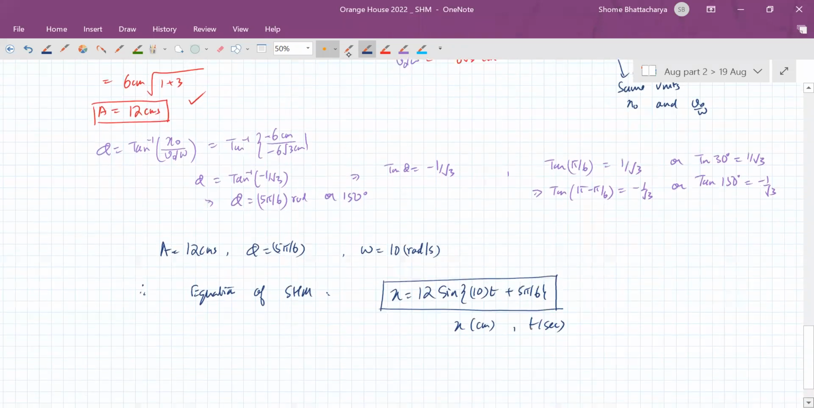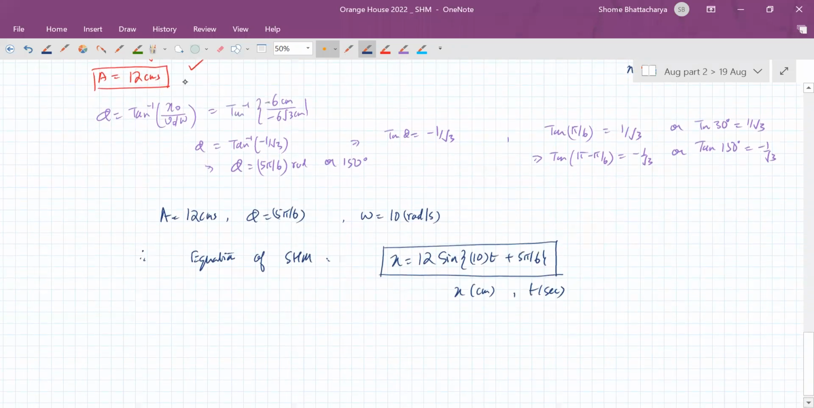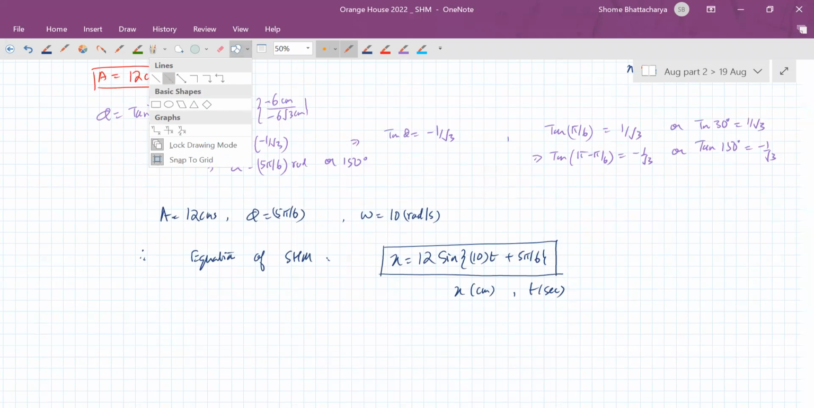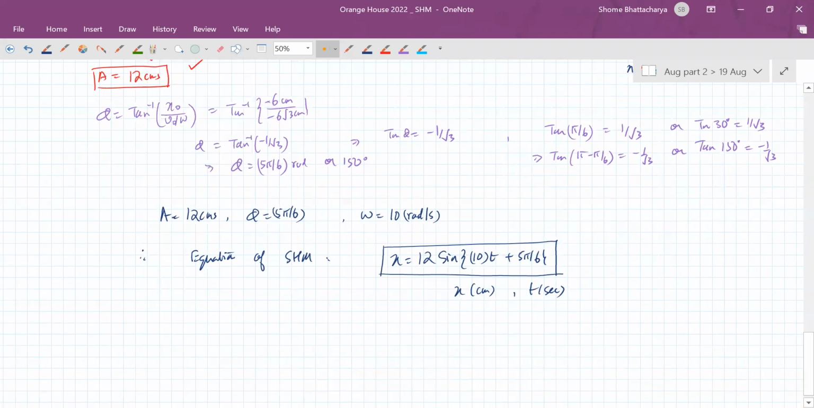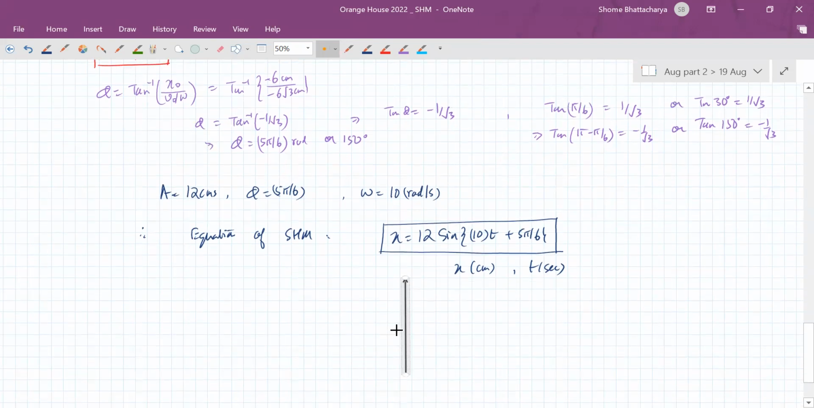So once we know this, now we can understand that the graph of the simple harmonic motion will look something like this.